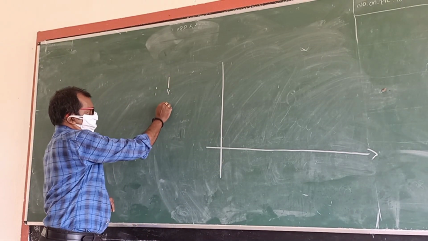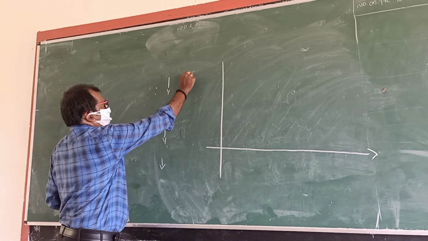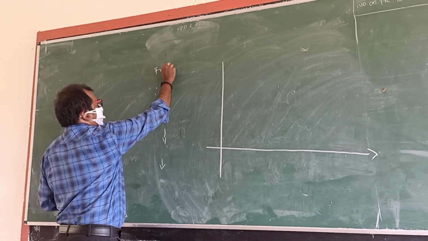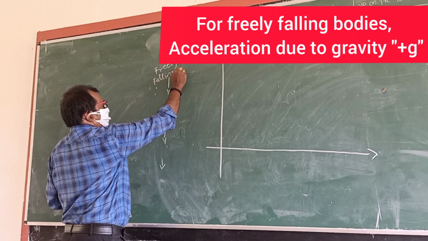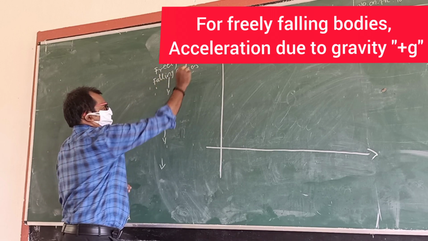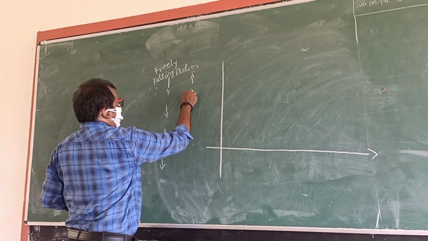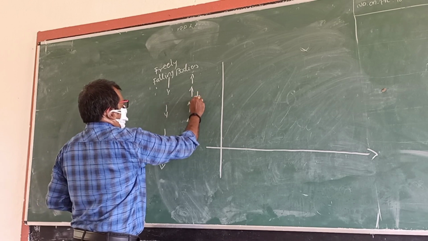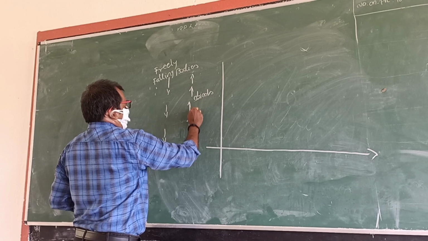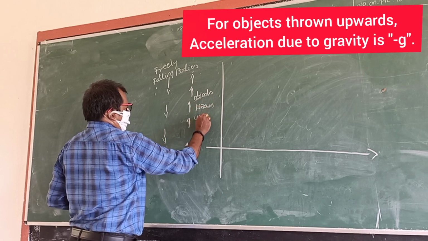Any object which is thrown into the air can be classified into three categories. One is freely falling bodies. Here you can see freely falling bodies. For freely falling bodies, acceleration due to gravity is considered to be positive. Whereas when an object is thrown upwards, the velocity goes on decreasing. Therefore, for objects thrown upwards, acceleration due to gravity is considered to be negative. Therefore, minus g.